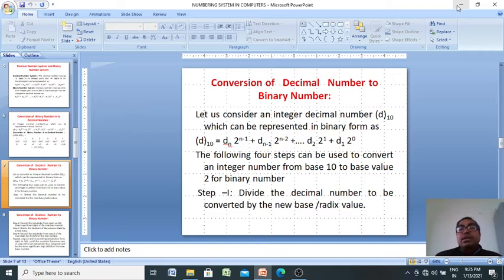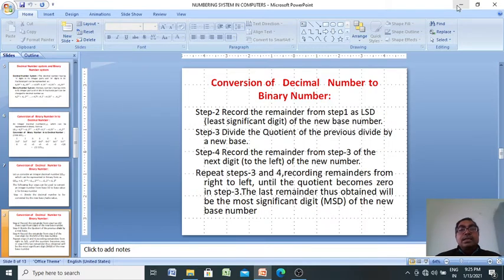Now, conversion of a decimal number to a binary number. Let us consider an integer decimal number D10, which can be represented by the equation given here. The following four steps can be used to convert an integer number from base 10 to another base, here binary. First, divide the decimal number to be converted by the new base radix. In the case of binary, it is 2. Second step, record the remainder from the first step as the LSD, the least significant digit, of the new base number.